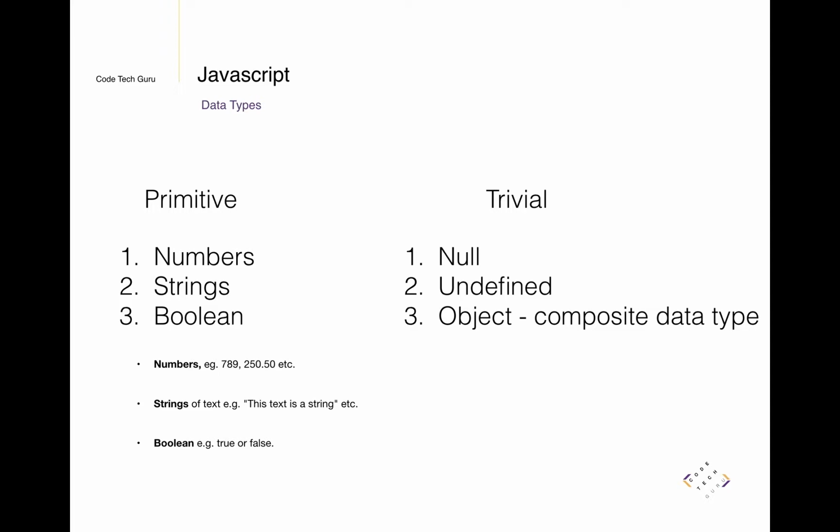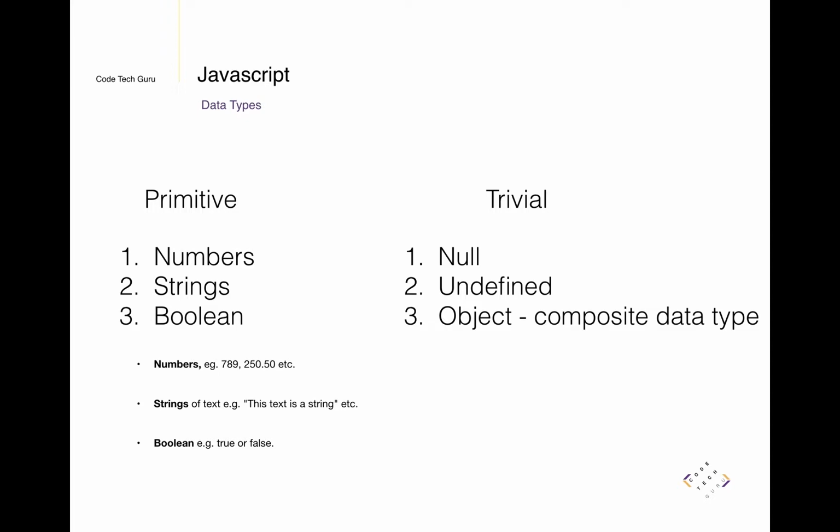In JavaScript, we have two types of data types. One's primitive: numbers, strings, and boolean. Any number ranging from single digits to any length is a number. It can also mean floating point numbers like 250.50. And then there are strings, which are always in double quotes. And then there is a boolean, which is either a 0 or 1, or either true or false.